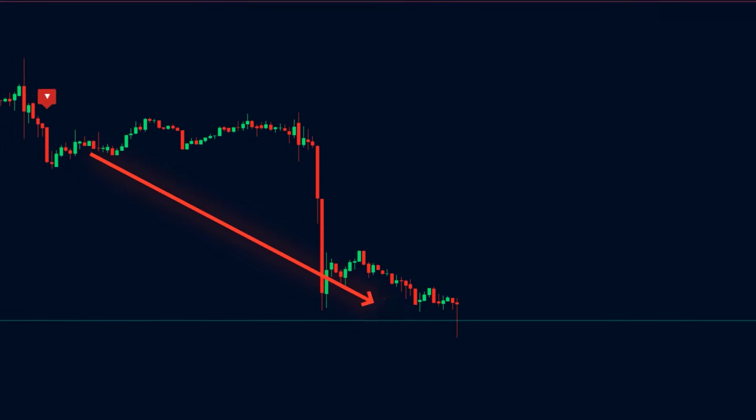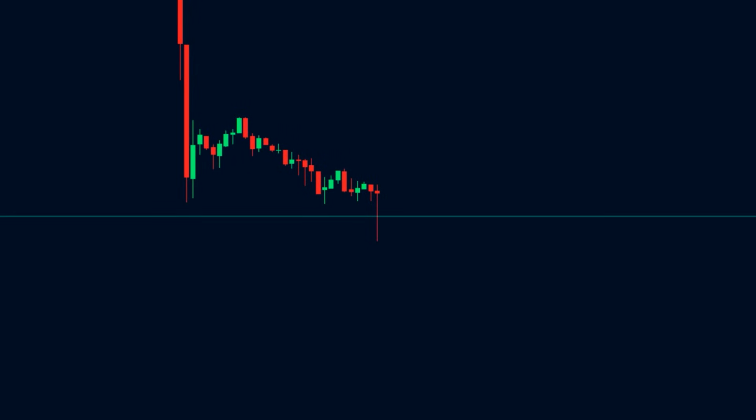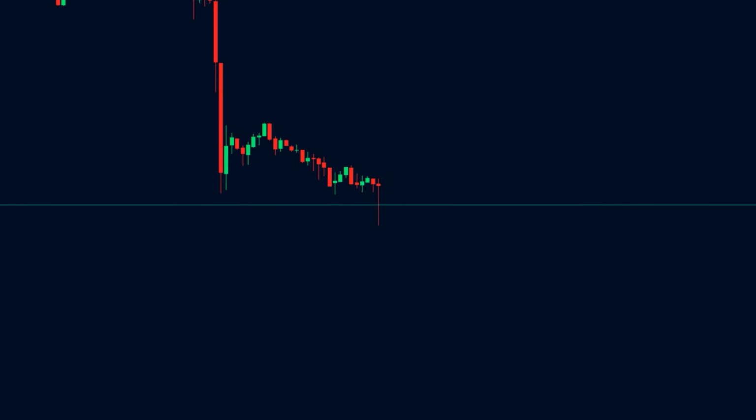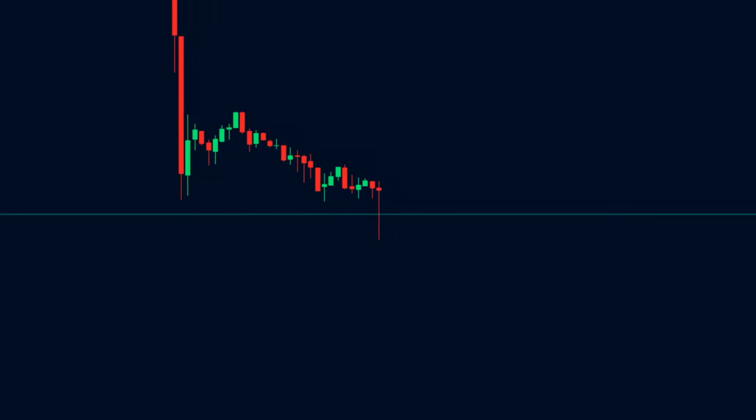Price has been trending lower and is now approaching this daily support zone plotted by the indicator. Because this level is based on a daily swing low, it's already a high-quality area. As price enters the zone, we're not buying blindly. We wait for a candle to strongly reject the level and print a retest signal.